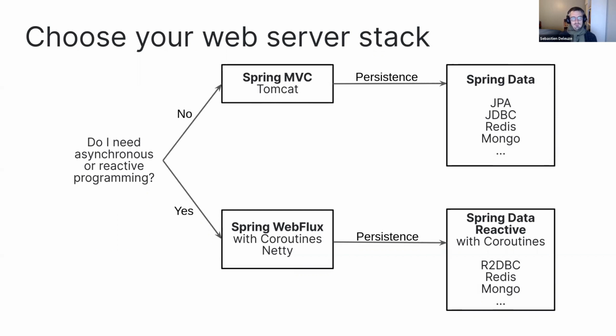If you don't know whether you need reactive or asynchronous programming, just go ahead and use our default Spring MVC stack. This is the most common choice. So you will basically use Spring MVC, usually with Tomcat, and you will choose your persistence. So maybe Spring Data JPA or Spring Data JDBC if you are using SQL, or Spring Data Redis, Mongo, or even other options like jOOQ, etc.